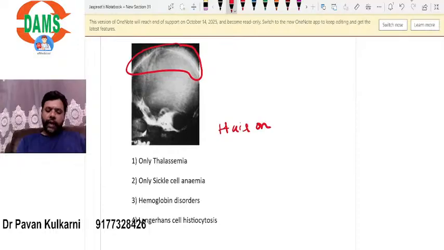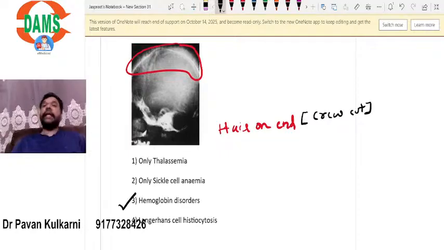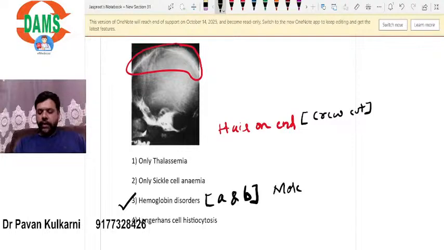Hair on end appearance, also known as crew cut appearance. Remember, this hair on end or crew cut appearance is typically seen in hemoglobin disorders. Particularly, you can see it in both A and B. It is more specific for thalassemia.